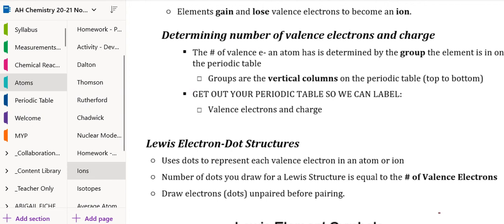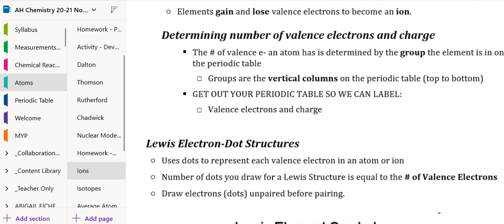Lewis electron dot structures are used to represent the number of valence electrons in an atom. So, what do we use to represent each valence electron? A dot. From what we've talked about so far, what's the most dots we should have around an element? Eight. The only real rule with drawing Lewis structures is that we put those dots, or valence electrons, unpaired before pairing.